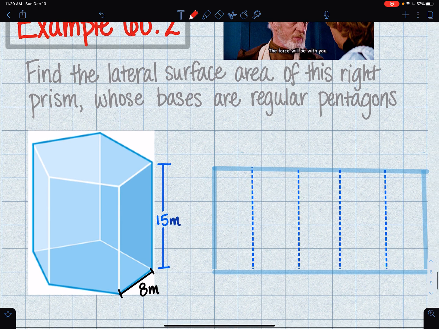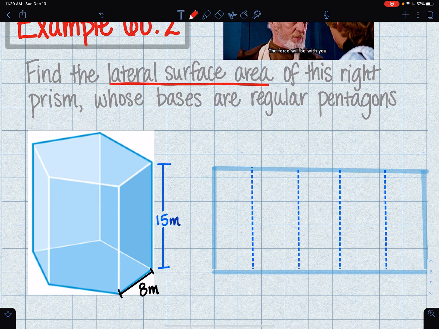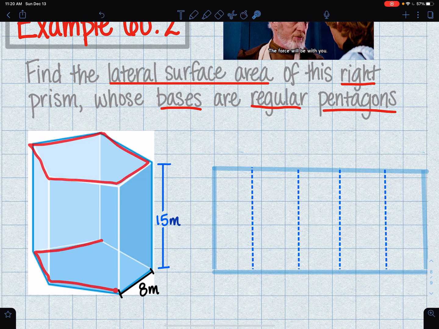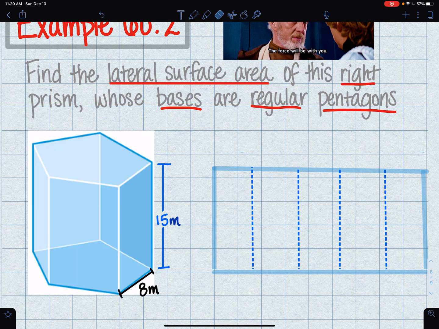Example 60.2. Find the lateral surface area of this right prism. It's important that they tell you it's a right prism so we can use our equation, whose bases are regular pentagons. So what does that mean? That means this is a pentagon, and this is a pentagon. And it's a regular pentagon, and so all of these lengths are the same. I don't know if it looks the same in the picture, but they tell us the lengths are the same. So that is the same as that is the same as that. They're all the same, okay?